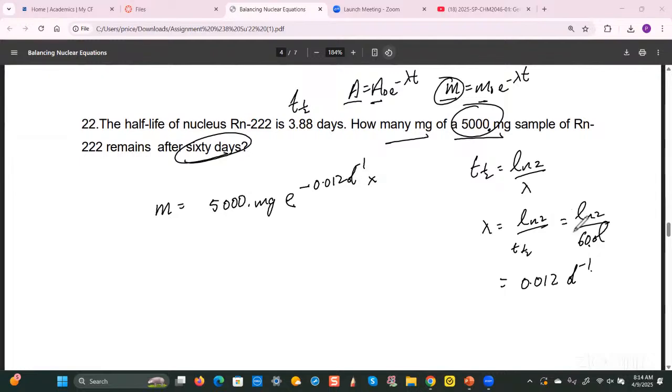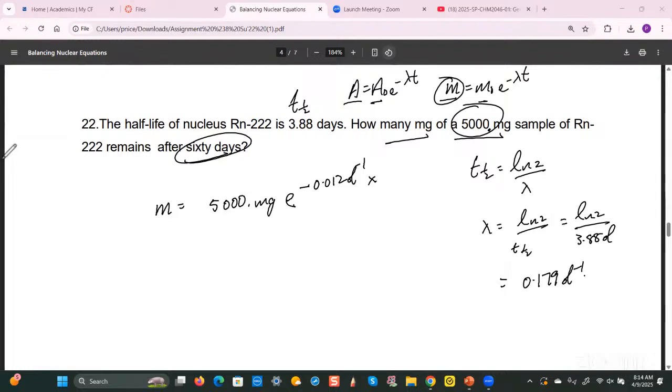This should not be 60. I'm sorry about that. This should be the half-life. 60 days is the time. The half-life is 3.88 days. So this should be 3.88 days. So let me redo this here. 2 natural log divided by 3.88, and that's definitely 3 sig figs, so 0.179 days to the minus 1 would be the lambda.